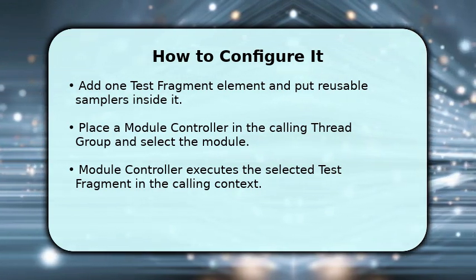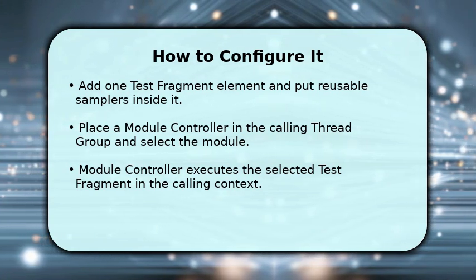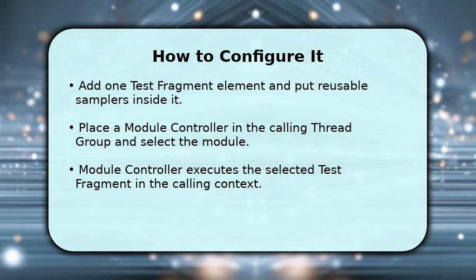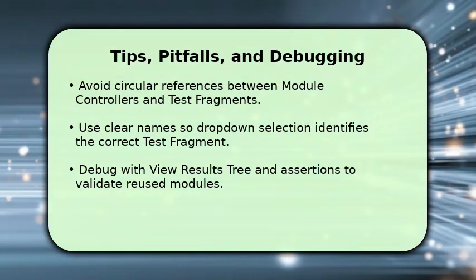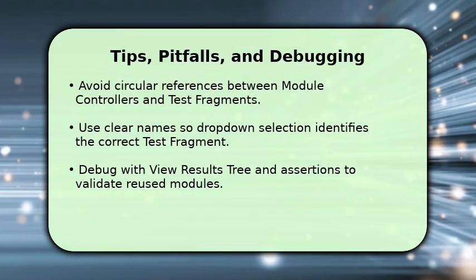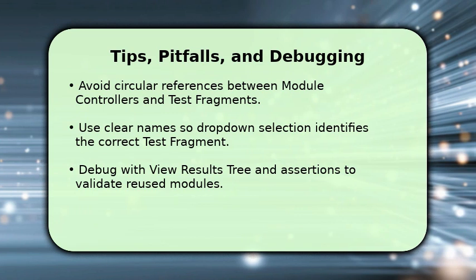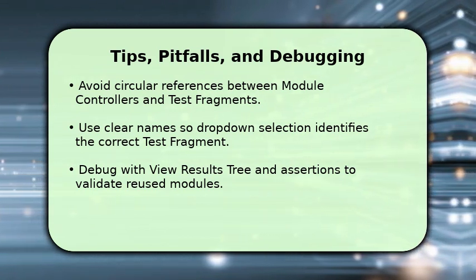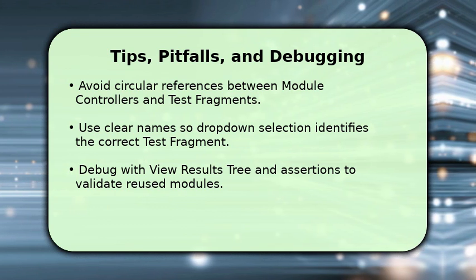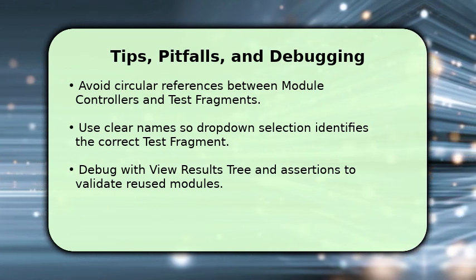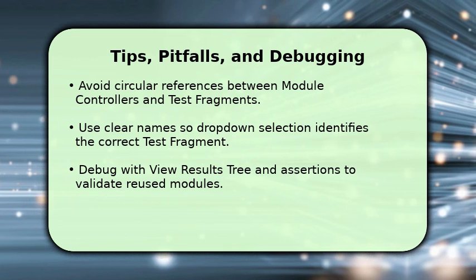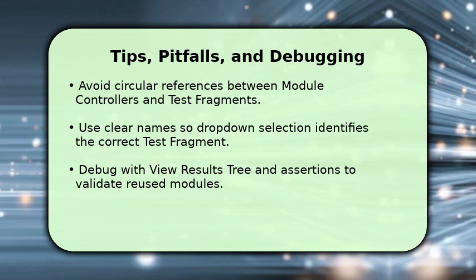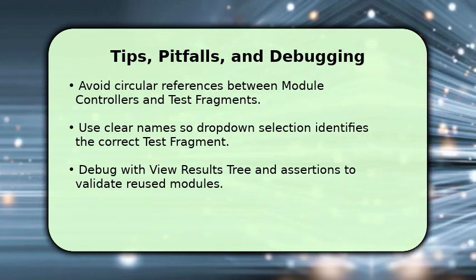Verify scope and execution order to avoid unexpected behavior during the run. Avoid creating circular references between module controllers and test fragments. Such loops will cause unpredictable execution or stack issues during a test run. Use clear, descriptive names so you can pick the correct test fragment from the drop-down quickly. Prefer one test fragment per reusable module to keep things simple and maintainable.